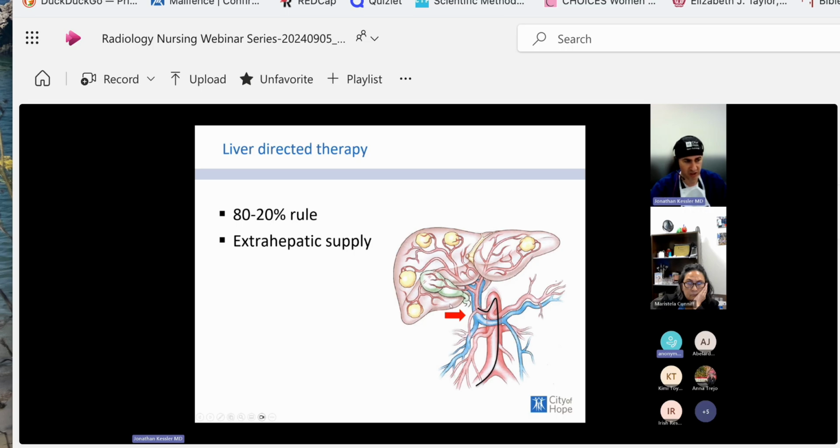So one thing we're always looking for, especially when we're doing these Y90 procedures, is any of these blood vessels that are leaving the liver.